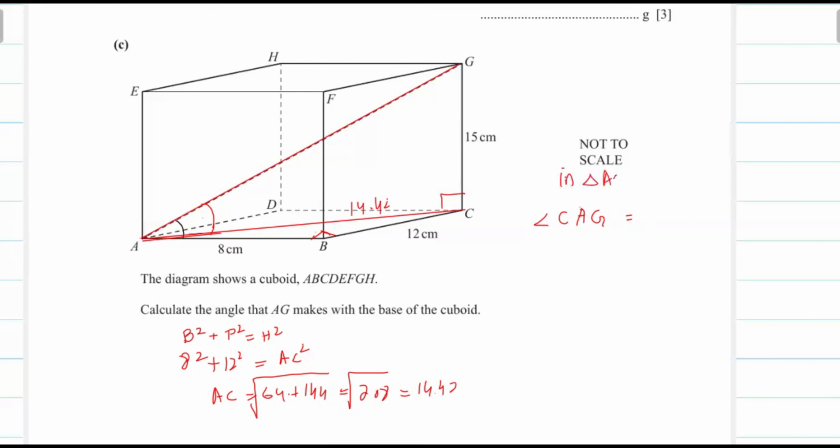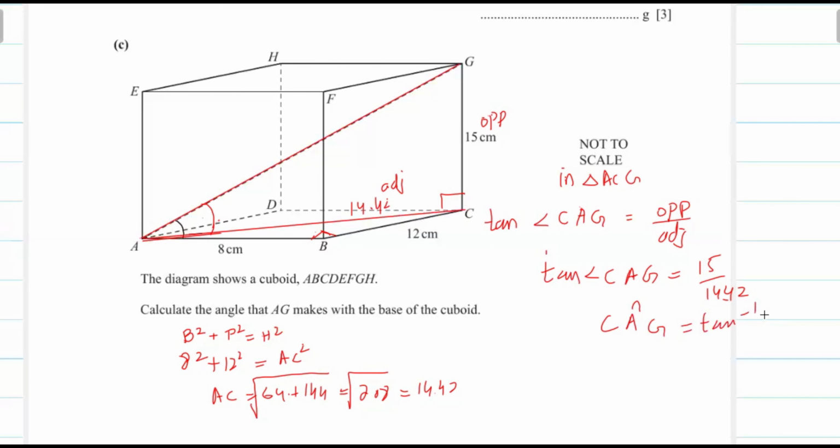In triangle ACG, a right angle triangle, if we have to calculate this angle, this side will be the opposite side, and this is the adjacent. The ratio of opposite over adjacent is equal to tan CAG. Therefore, tan CAG will be equal to the opposite side 15 over 14.42, and angle CAG will be equal to tan inverse of 15 over 14.42, and this will be equal to 46.125.